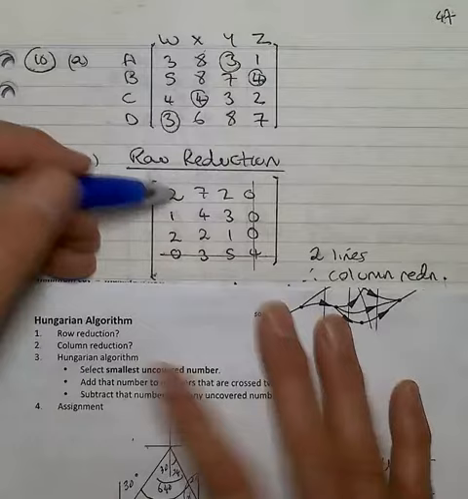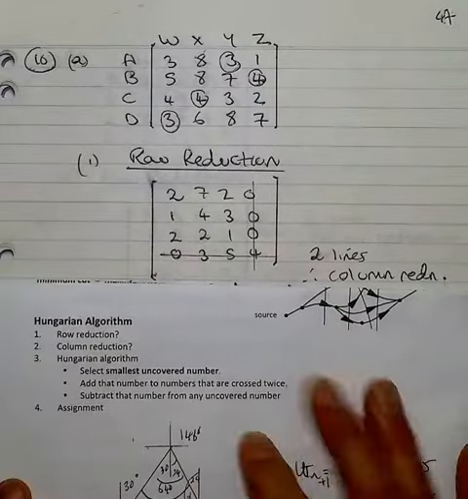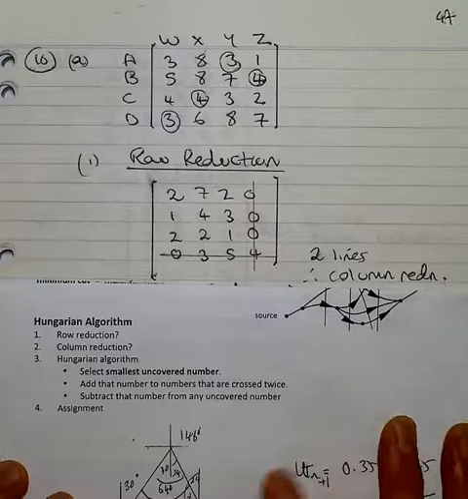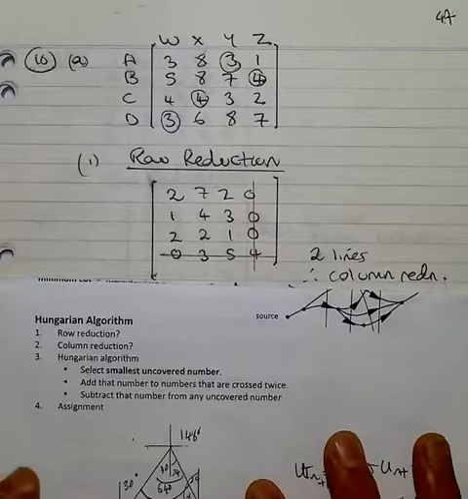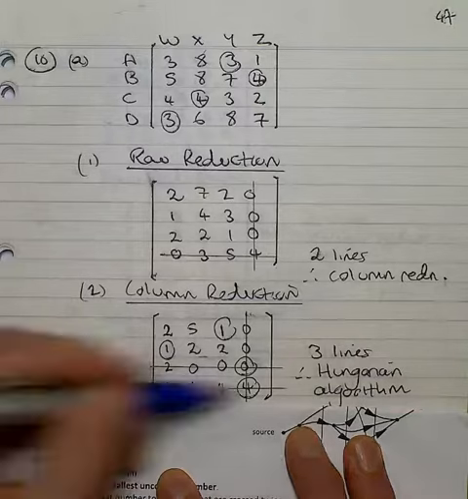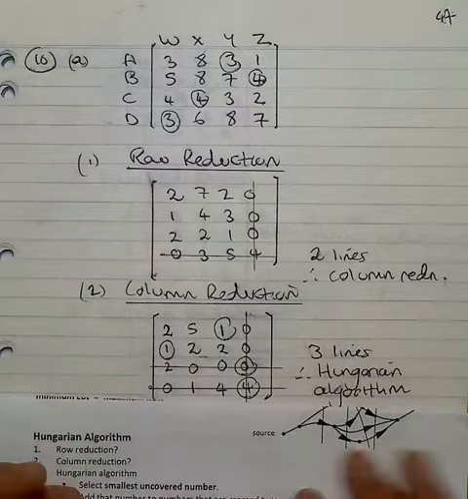Now, in row reduction, we find that only 2 lines are required in order to cover the zeros. So that's simply not enough. We've got to then proceed with column reduction. Now, when I've undertaken the column reduction, only 3 lines cover the zeros.